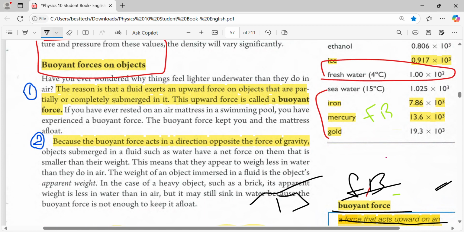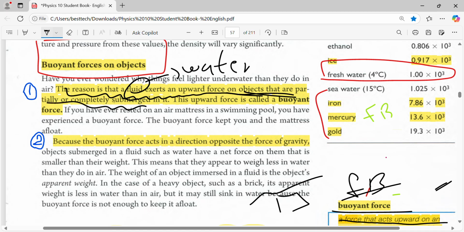Look, the reason is that fluids exert an upward force on the object. As I mentioned, this fluid in here, we said it's water. So this water exerts a force on the object. Fb is the force of the water on an object that is partially or completely submerged in it. This upward force is called the buoyant force.